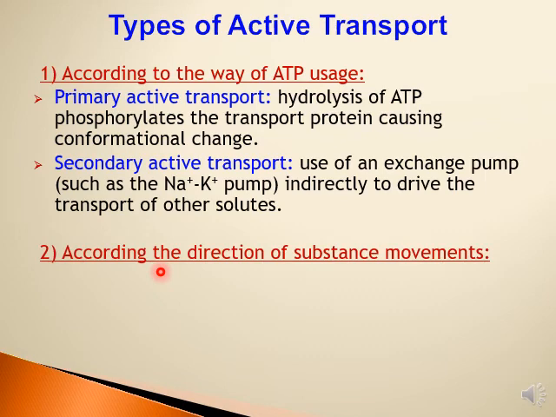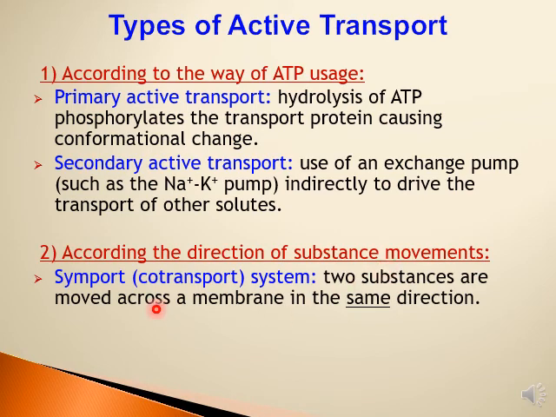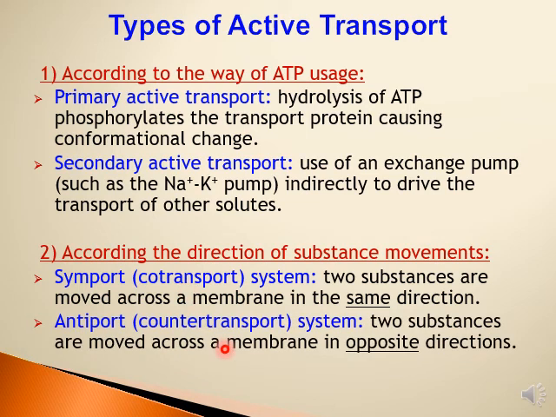We can also classify the active transport according to the direction of solute or substance movement, because we saw in the active transport usually 2 or more ions or molecules are transported at the same time. So if the 2 substances are moving across the cell membrane in the same direction, we call this symport or co-transport. And in the previous slide, we saw the sodium-glucose co-transport system. If the substances are moved across the membrane in opposite directions, we call that antiport or counter-transport system. And the sodium-potassium pump is a good example of the antiport or the counter-transport.